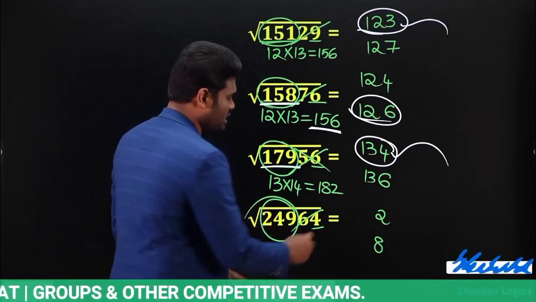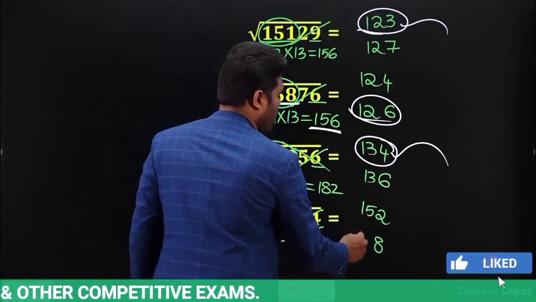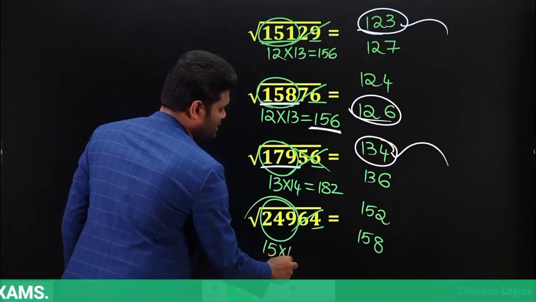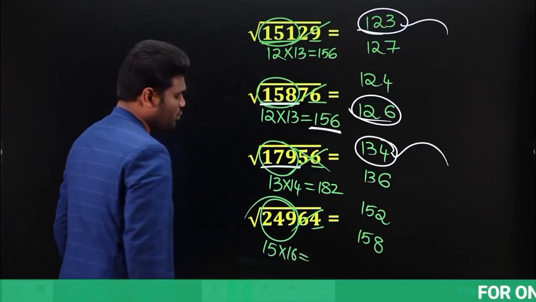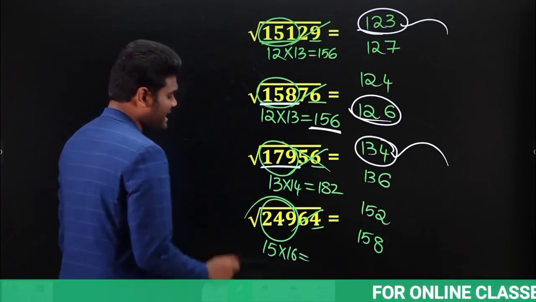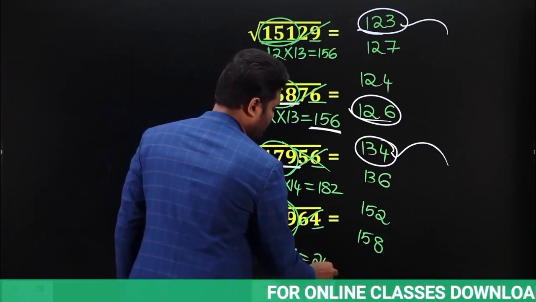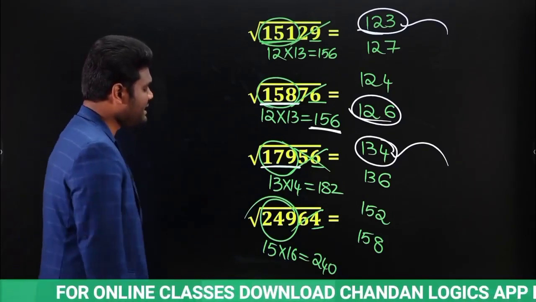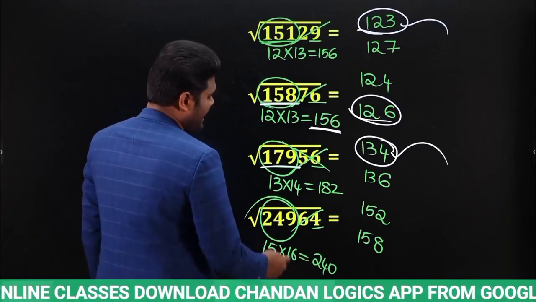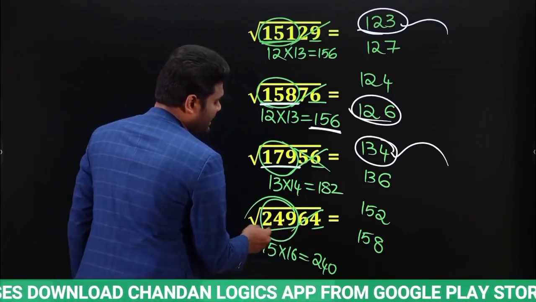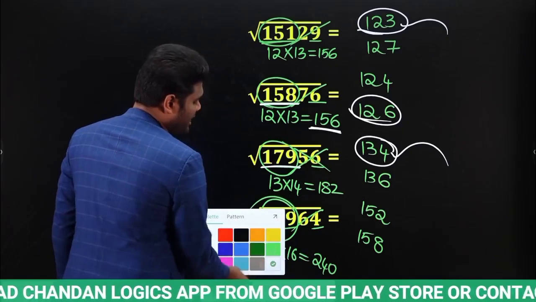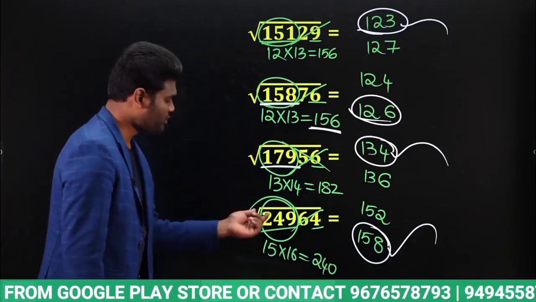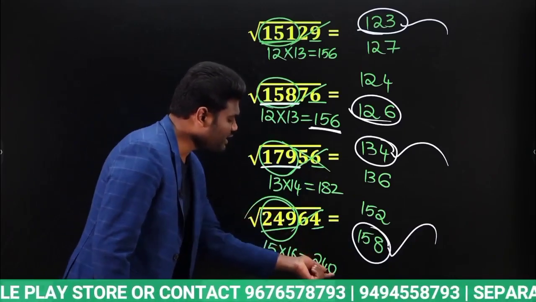As 15 square is closer, this is going to be either 152 or 158. Now what you have to do? Multiply 15 with the next number, that is 16. So 15 times 16 is going to be how much? 160 plus 80, that is 240. Now observe here, this 249 is greater than 240, which means our value should be a bigger value. Bigger value means 158. It is going to be your answer. Why? Because 249 is bigger than 240.